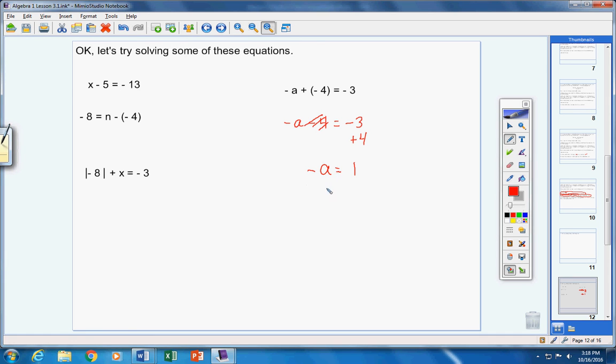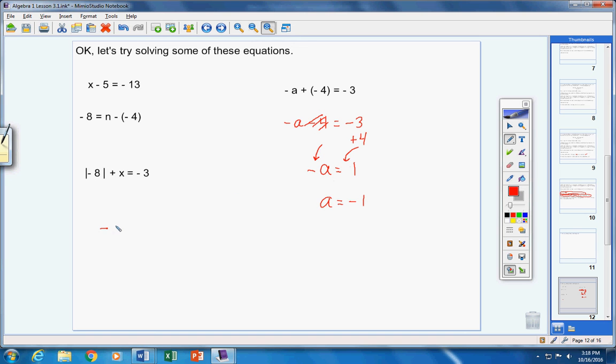Now I wish I was left with a equals negative 1. You know what I mean? But I'm not. So I'm left with a negative a equals 1. Okay? So here's what you can do. You can say to yourself, if negative a equals 1, then a equals negative 1. In other words, you can change this sign over here. As long as you change this sign over here, that's totally legal.